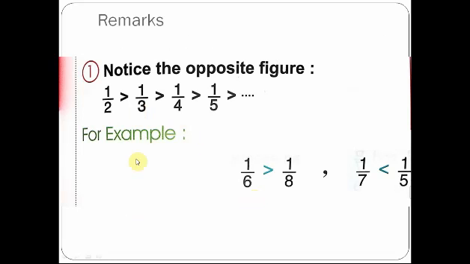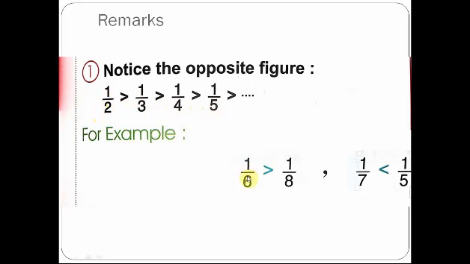We will note that a half is bigger than a third, bigger than a quarter, bigger than a fifth, and so on. How is it? If I look here, I have the same numerator. With the same numerator, the smallest denominator is the greatest. 2 is the smallest, bigger than 3, bigger than 4, bigger than 5, because the smallest denominator is the greatest. So that means a half is bigger than a third, bigger than a quarter, bigger than a fifth, and so on.